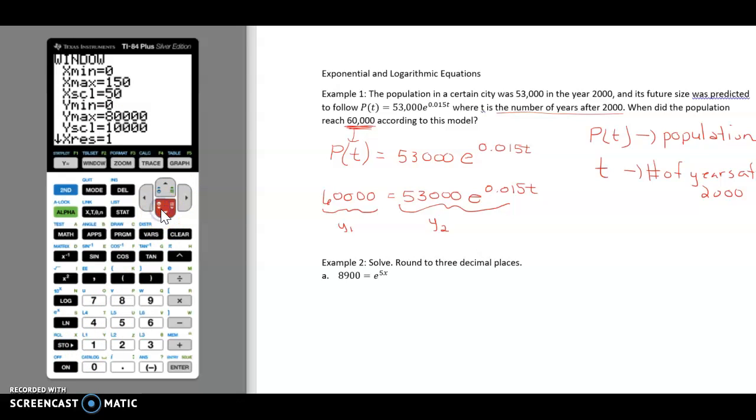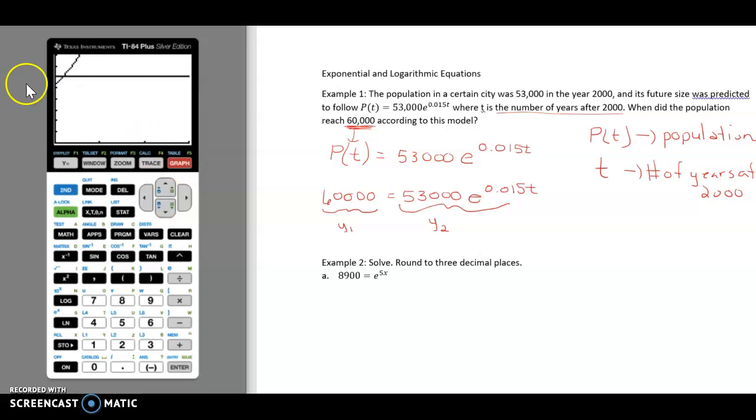Okay? There's no magic way to do this. It just takes a little bit of practice. So I'm going to graph it and see if I can see the intersection point. Just remember that's the goal. And there it is. Okay, if you chose slightly different window settings, as long as you can see the intersection point, you should be able to get the answer.